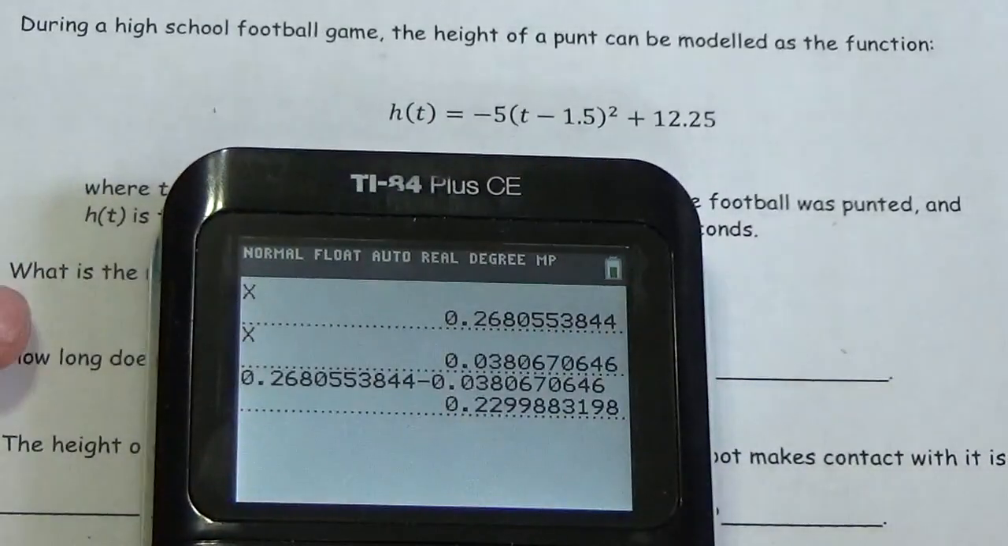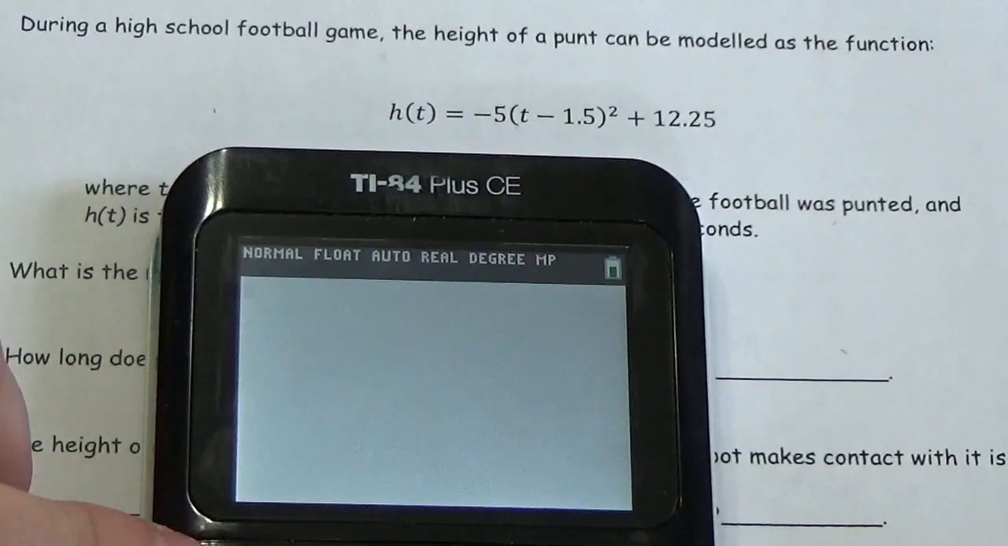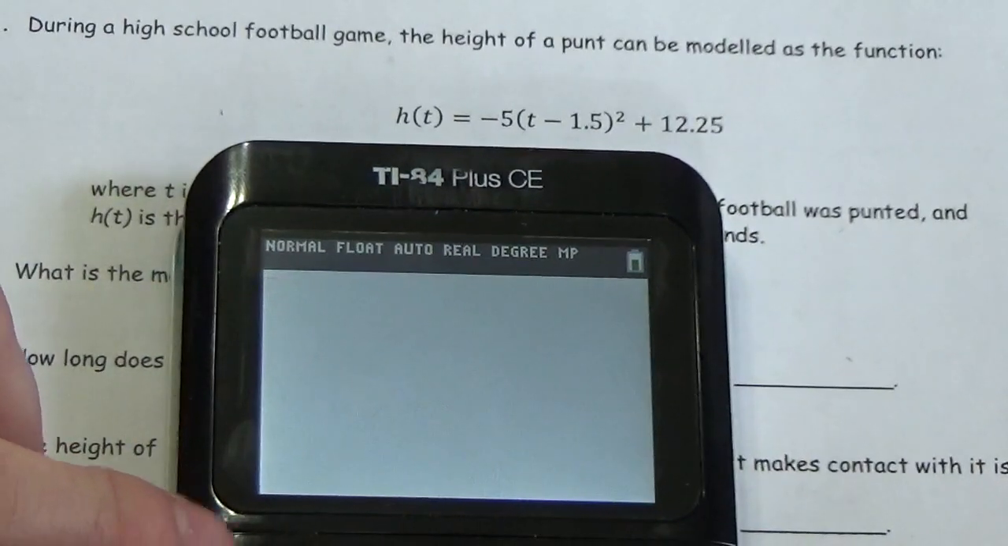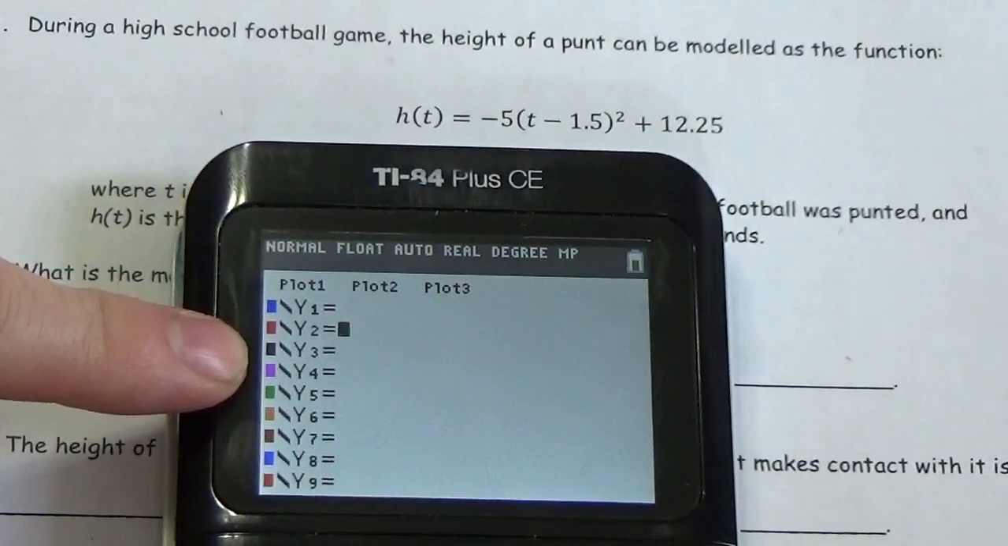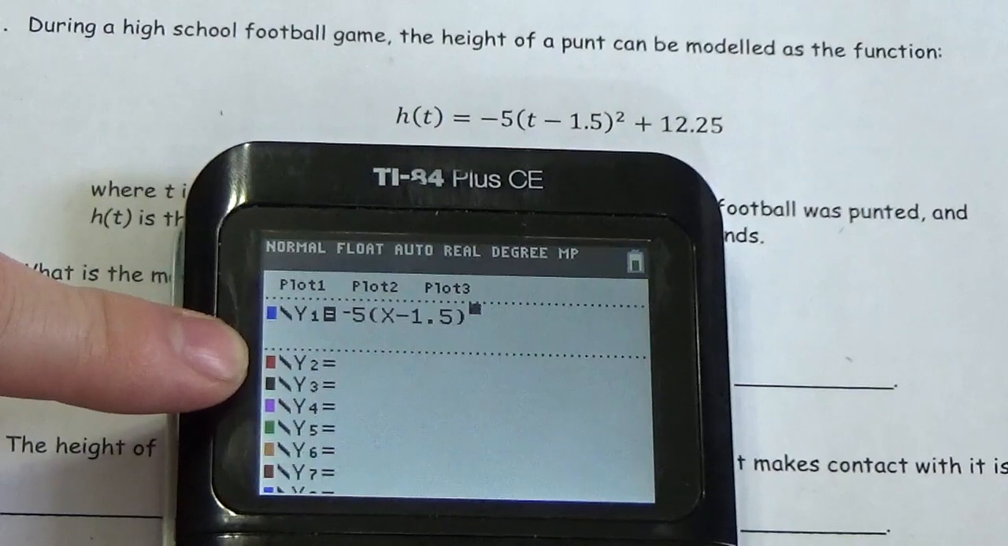And I haven't cleared anything off the calculator, so let's just take a look at what you would do. Let's say this was on an exam. What would it look like? Well, you press y equals. I've already got data in there, so I'm going to clear that out. Okay, and now it's going to be negative 5x minus 1.5, close bracket, squared.